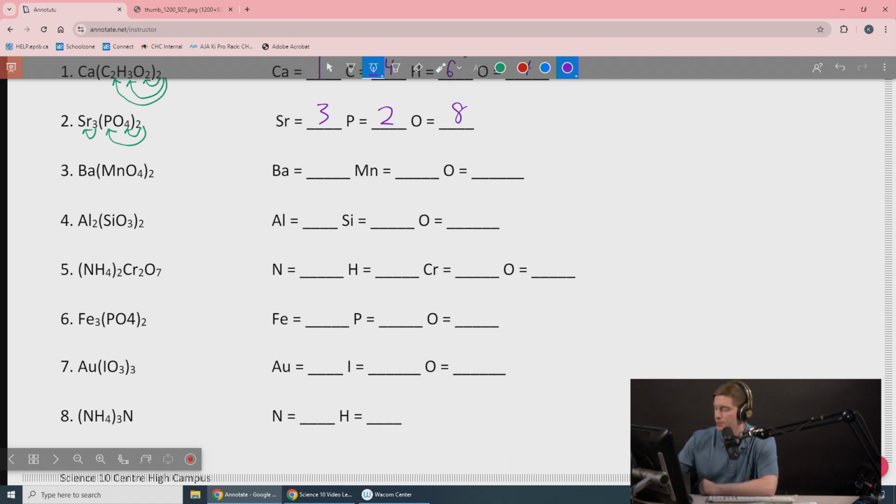There seems to be a typo here, so for number 6, this 4 should be a subscript for the phosphate in iron(II) phosphate.